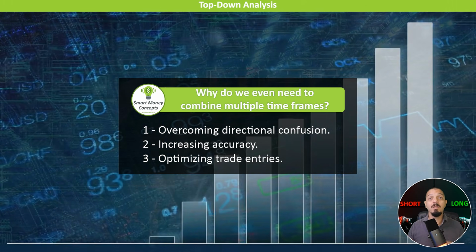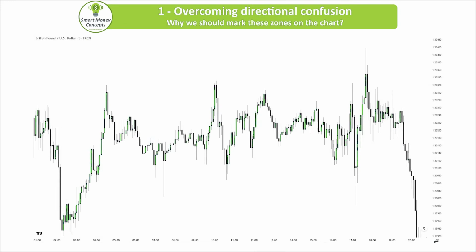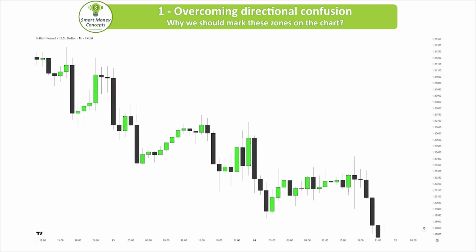Number 1, overcoming directional confusion. On the 5-minute chart, the market often appears choppy with no clear direction, continuously violating structure levels, both upwards and downwards. This can confuse any trader trying to identify the trend. However, if we zoom out to the 1-hour time frame, the market trend and bearish pressure become evident.